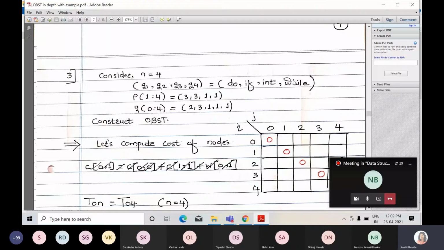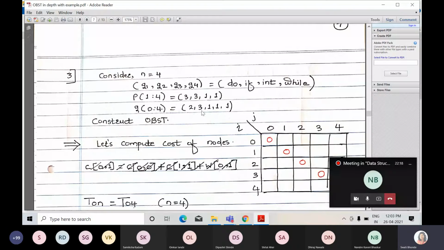Then they have given us the probability of success. So probability of success means what? You are looking for some node and that data is present in the tree. Suppose we are looking for int and int is present in the keys. So this is a successful search. Now suppose I am looking for the keyword, say, break. Whether break is there in the list of keys? Break is not there. So this is the probability of the unsuccessful case, or an unsuccessful search in a binary search tree. So always remember that the number of probabilities of unsuccessful search is 1 more than that of successful search.